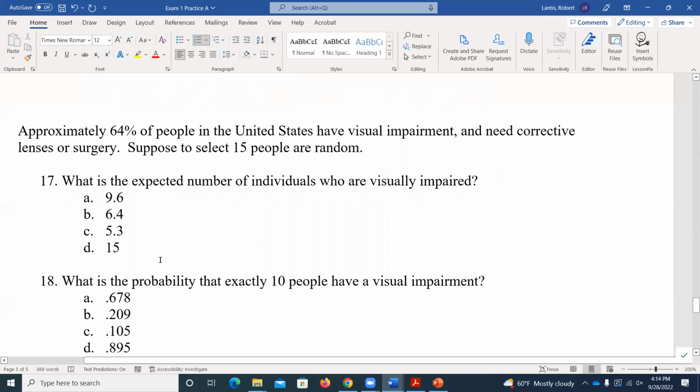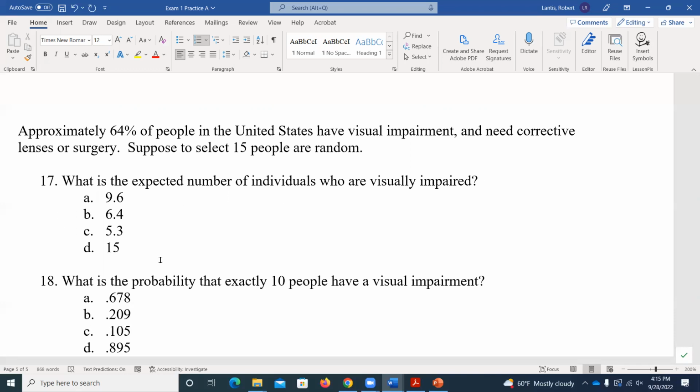So let's say instead I had an example like this where I know the percent of people that have a visual impairment. And then I select 15 people at random. So I've got these 15 people. I know that the probability that any one person, if I grab them out of the population, has a visual impairment is 64%, or a probability of 0.64.